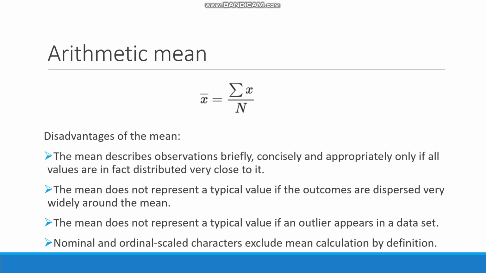For quantitative characters, we will use an arithmetic mean, which is by definition the sum of the values divided by the number of observations. The mean is most commonly referred to as the average. The mean describes observations briefly, concisely, and appropriately, only if all values are in fact distributed very close to it. In contrast, if the outcomes are dispersed very widely around the mean, it is actually not typical, and then does not provide enough information about the outcomes of the sample on its own.